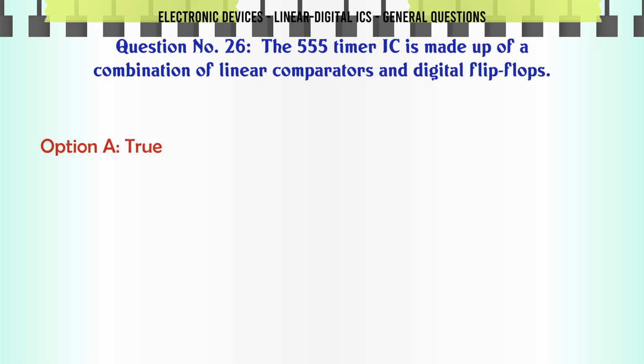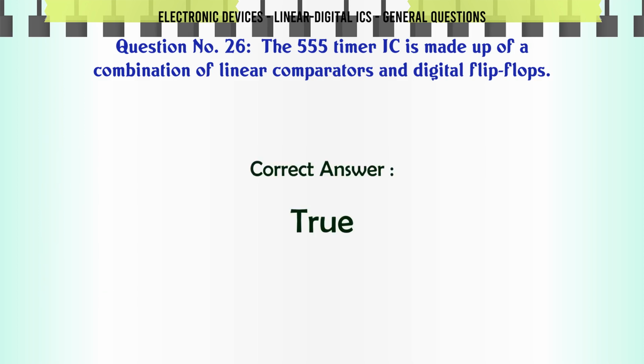The 555 timer IC is made up of a combination of linear comparators and digital flip-flops. A. True, B. False. The correct answer is true.